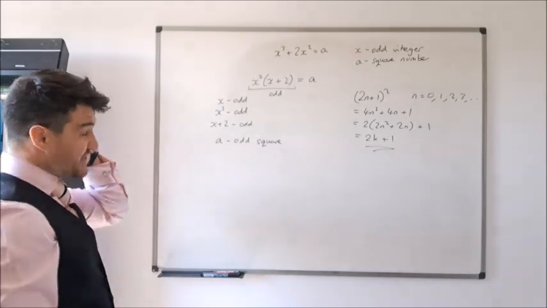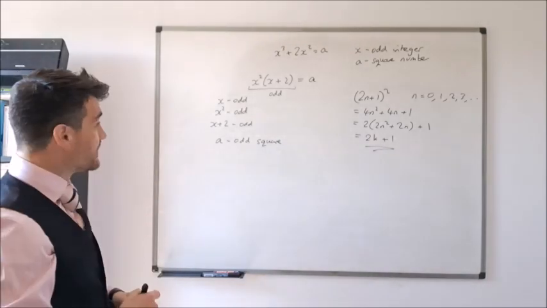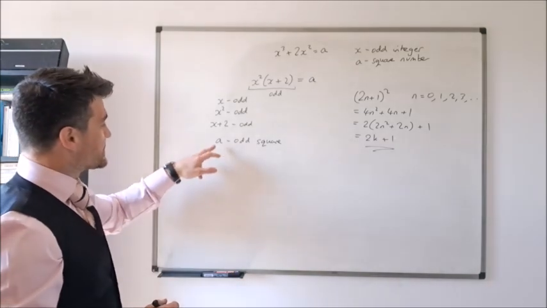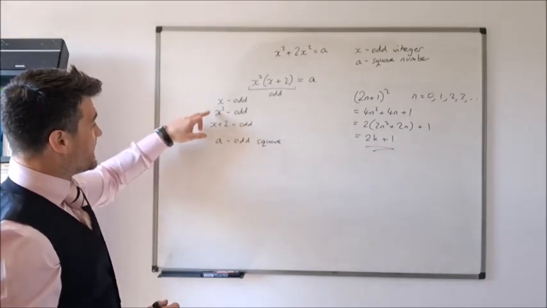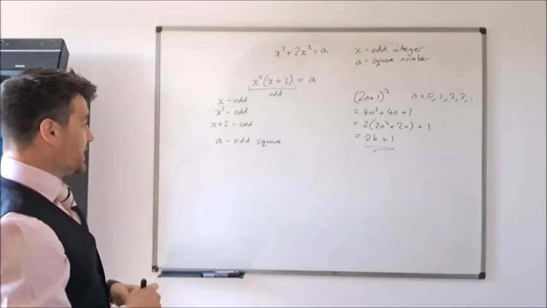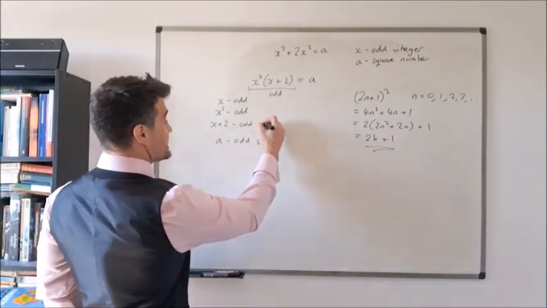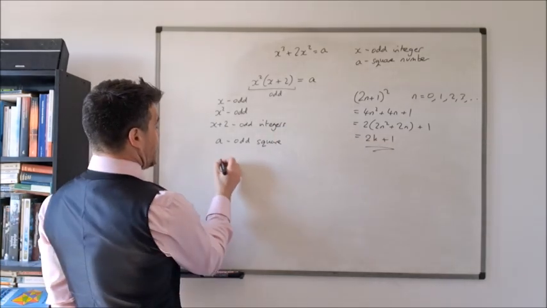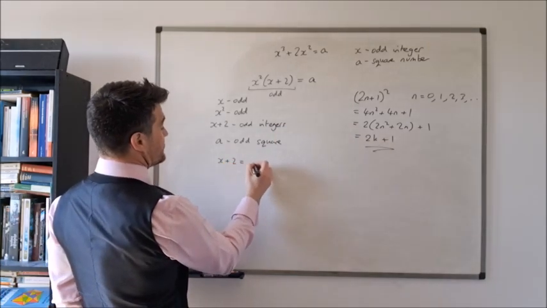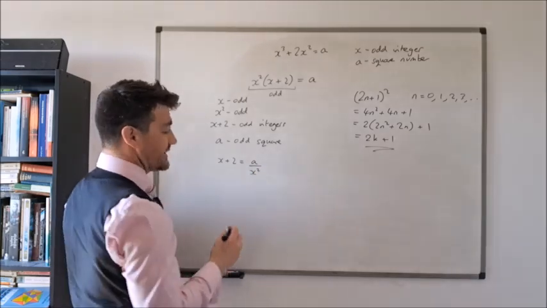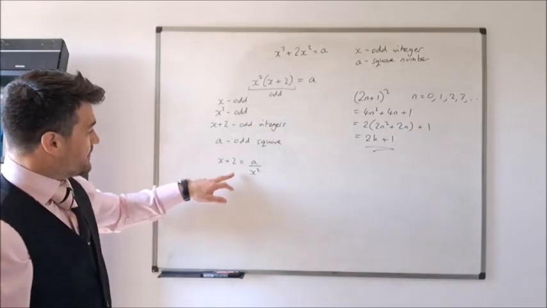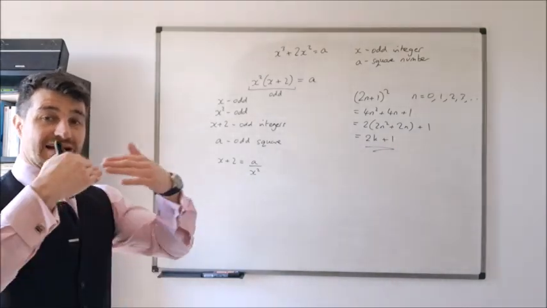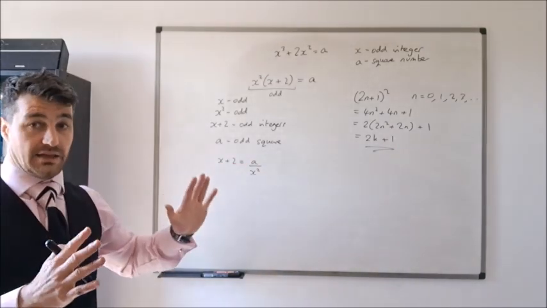Okay, so at this point I got a little bit stuck and I had to think again for a couple of minutes. But then I thought: a is a square number and x squared is obviously a square number, and x plus 2 is an integer, so these are all integers. Then x plus 2 is equal to a over x squared. In other words, x squared is a square number which exactly divides the square number a.